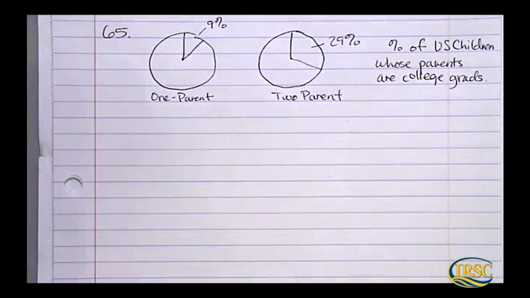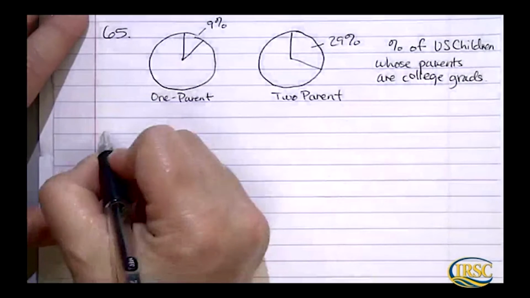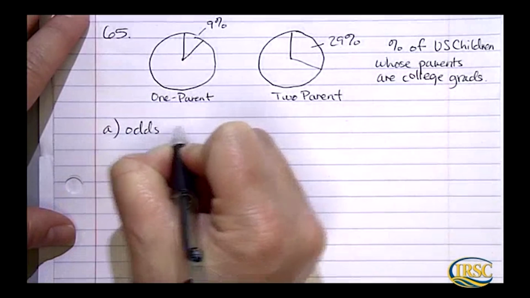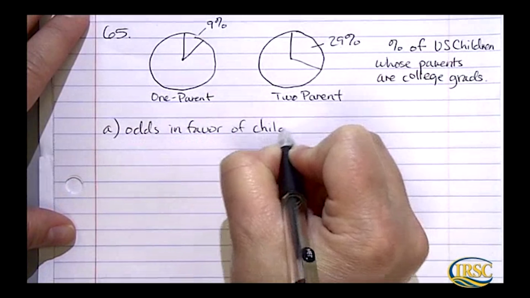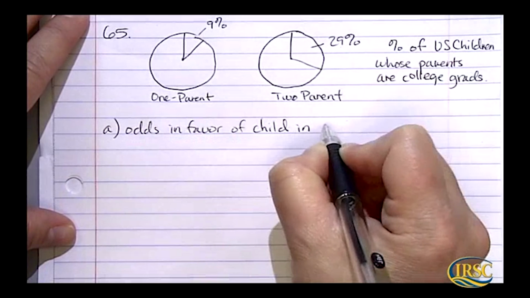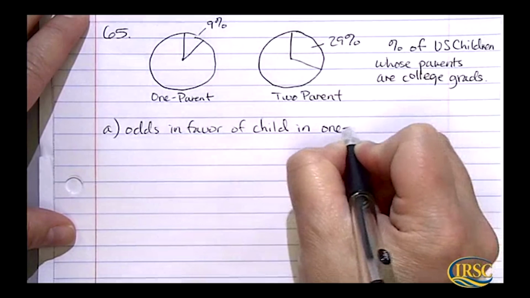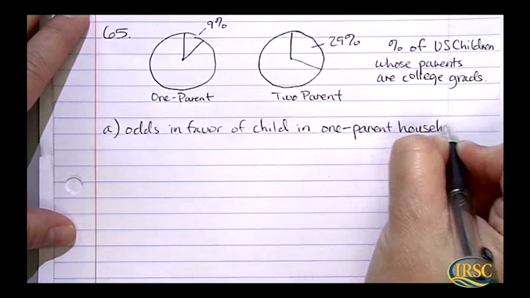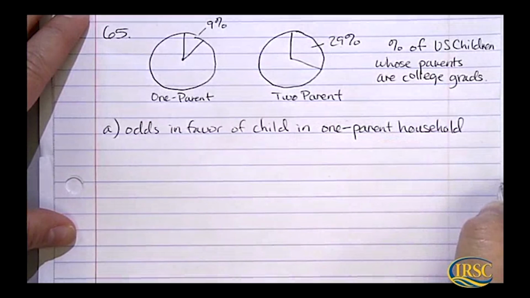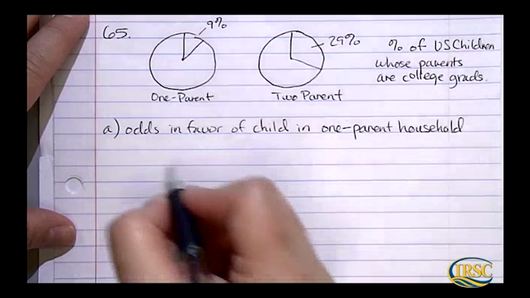Okay, so it says, Part A, what are the odds in favor of a child in a one-parent household having a parent who is a college graduate? Okay, so odds in favor of a child in a one-parent household having a parent who is a college graduate.